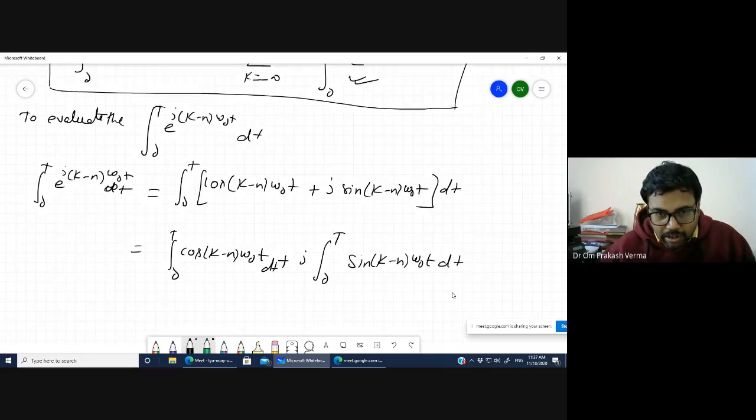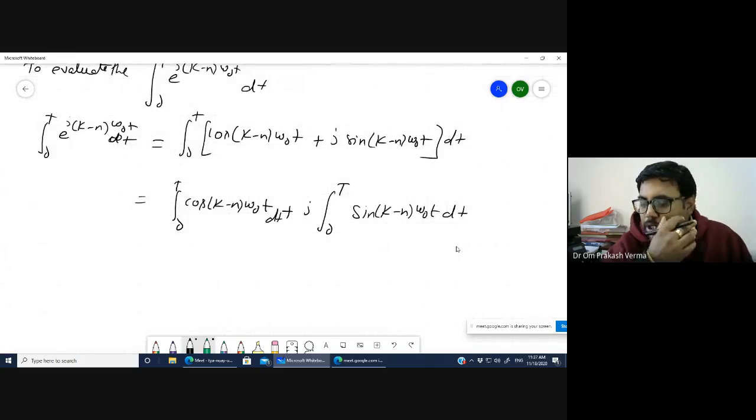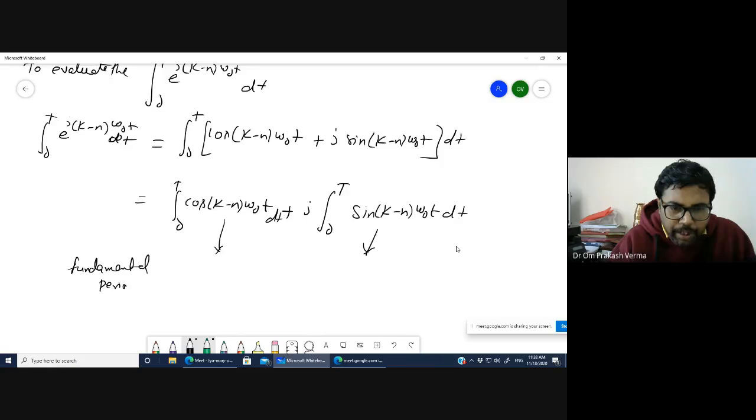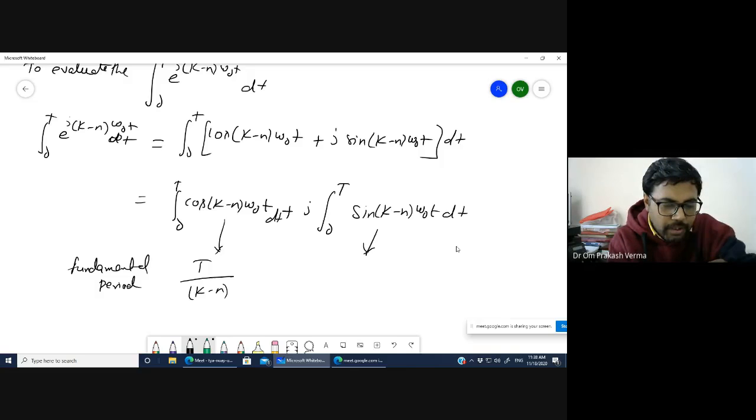Since cos((k-n) omega_0 t) and sin((k-n) omega_0 t) are periodic signals, with a fundamental period of T divided by (k-n). The fundamental period of these signals may be determined as T by (k-n); I have taken T, not T naught. So can anybody tell me what is the integration of this term?